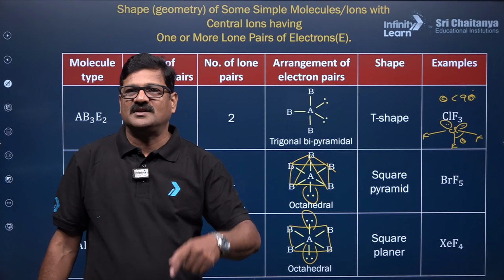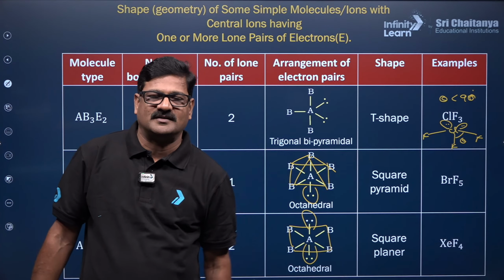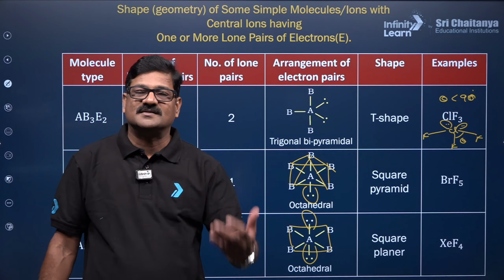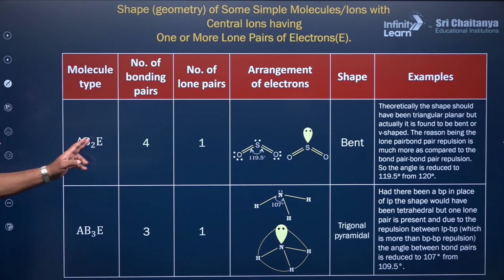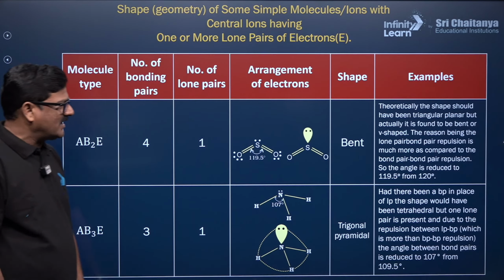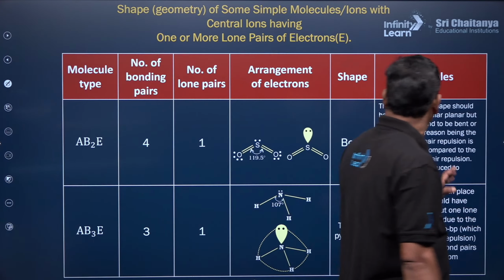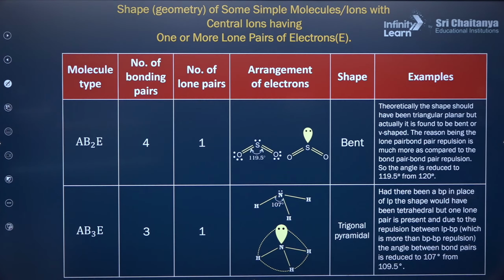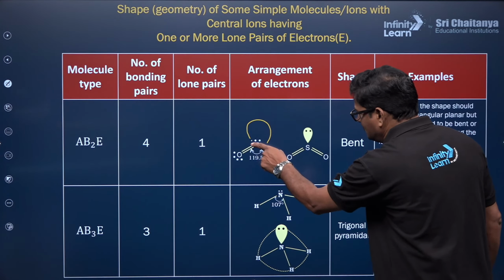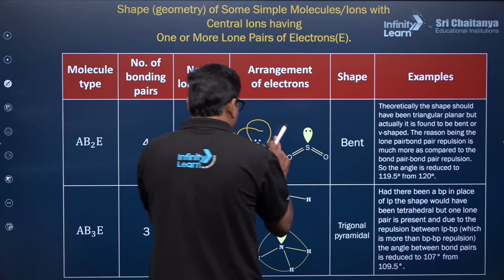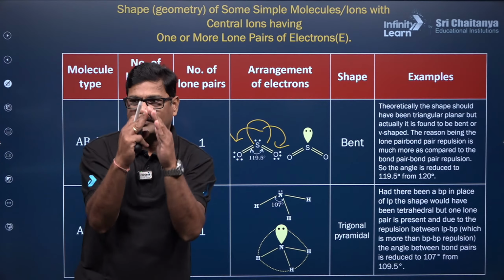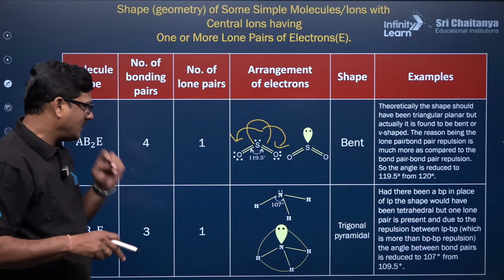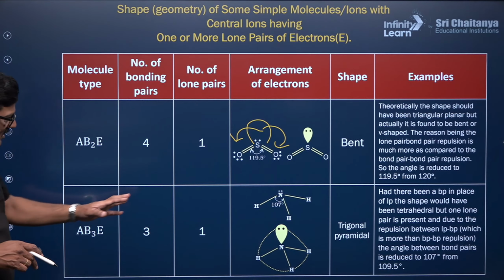And VSEPR theory gives you a lot of impact in deciding the properties of molecules as well. Now you are going to see AB2E, sulfur dioxide, it is bent. Theoretically the shape should have been trigonal planar, but actually it is found to be bent or V shape because the lone pair of electrons is present here. So they are going to make a repulsion, and because of that repulsion the bond is going to be shown in the bent way. Okay. Similarly, ammonia AB3E.